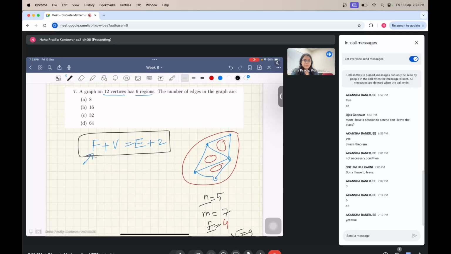The point of this exercise is just to use the formula. So the number of regions or faces here is 6, the number of vertices is 12, and that is equal to the number of edges plus 2. So this gives you that the number of edges is 16.